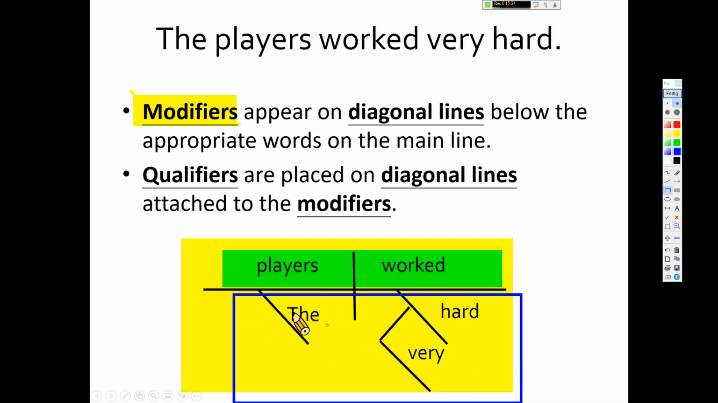Everything under it, this is the, and the hard, very. They belong to modifiers. You can see they are hanging there, right? Do you see that? The is hanging under prayers. Very hard is hanging under worked. It's just like a picture hanging on the wall. So you can take it away or hang it on. It's okay. There's no problem. No harm to the structure, right?